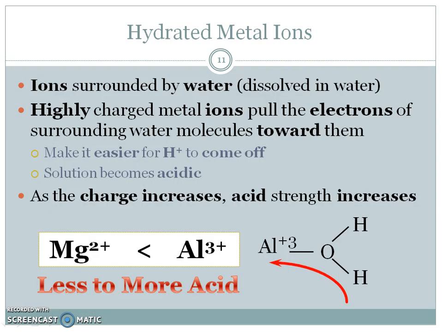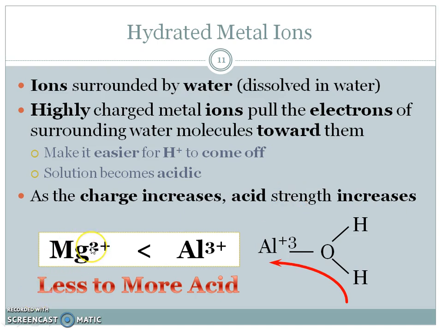So let's look at some patterns. Ions that are surrounded by water are called hydrated metal ions. The highly charged metal ions will pull the electrons surrounding the water molecules towards them. So the higher the charge on the ion, the easier it is for that H+ to come off of that water. Now it's going to be making it more acidic. So as we're increasing the charge, we're increasing that acid strength.